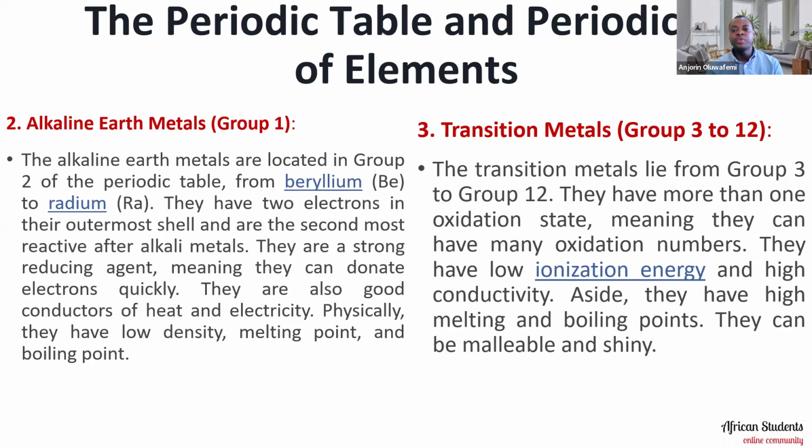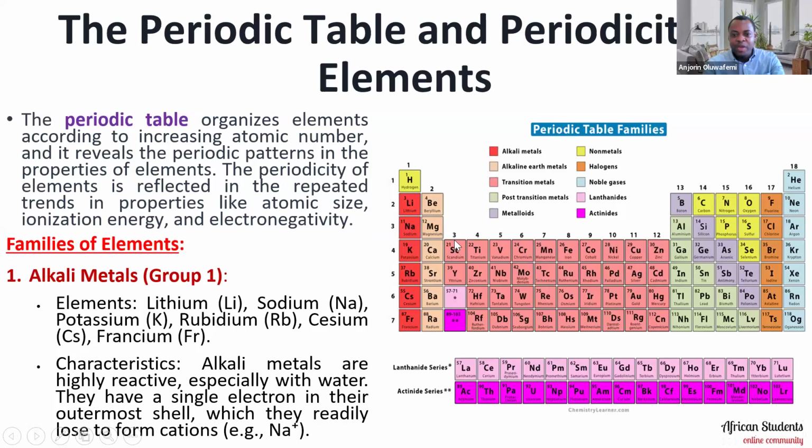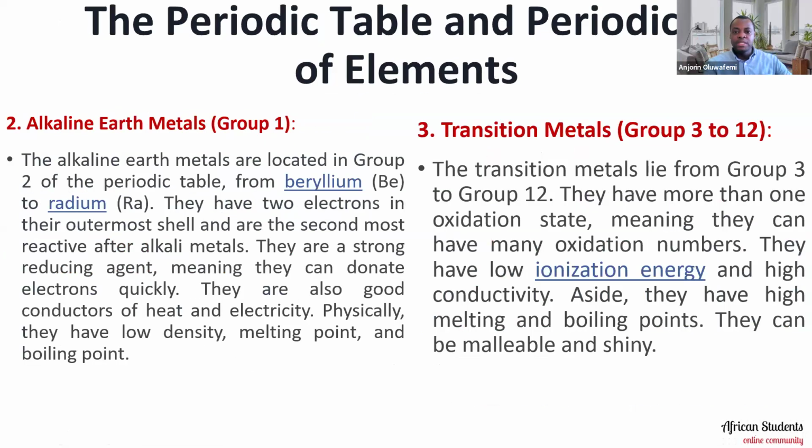We have the group 3 to 12 elements. It's just in between, so to speak, at the center of the periodic table, we have this group that we call the transition metals. You see it here. So they are group 3 to 12. So you have scandium, titanium, vanadium, chromium, manganese, iron, cobalt, nickel, copper, zinc, and it goes on like that. So that's group 3 to 12 in the periodic table.